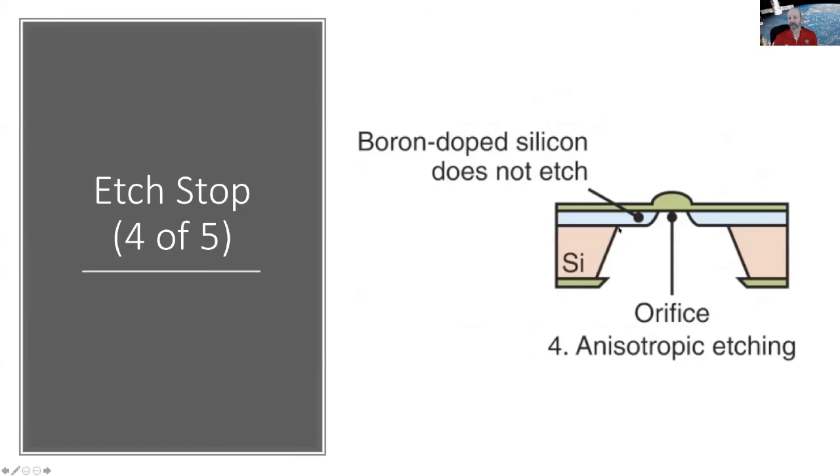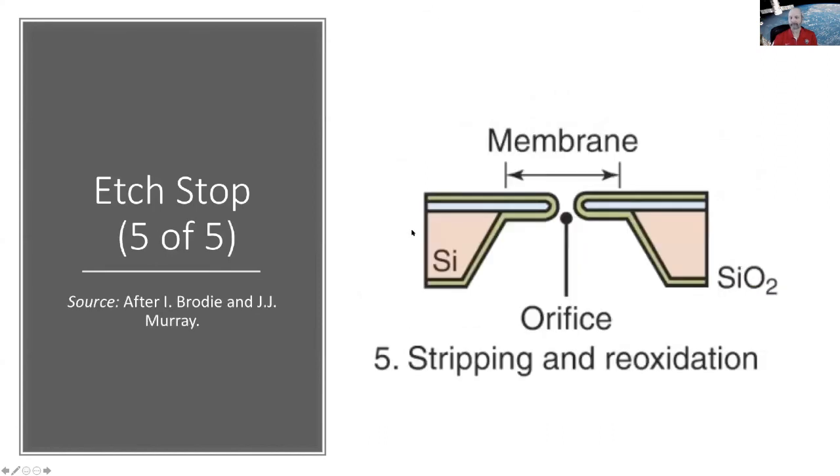The potassium hydroxide keeps etching, etching, etching, and then it gets to the boron doped region and stops etching. But then this region isn't doped, so it keeps etching through the silicon till it hits the silicon dioxide on the other side. Okay, now we have a membrane here, and we have a hole in the membrane.